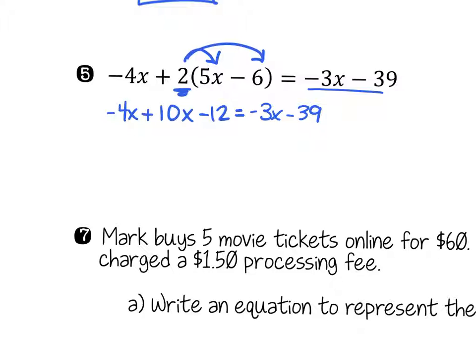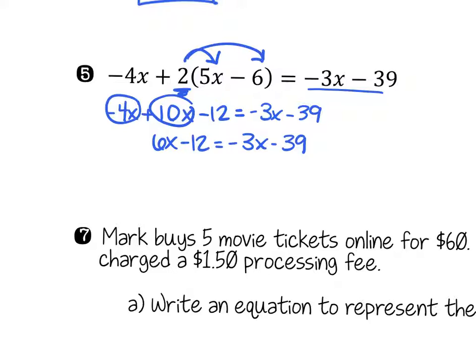All right, combine like terms on the same side. So negative 4x and 10x are like terms because they both share x. Then I just add negative 4 plus 10 is 6x, minus 12 equals, still nothing happening here.